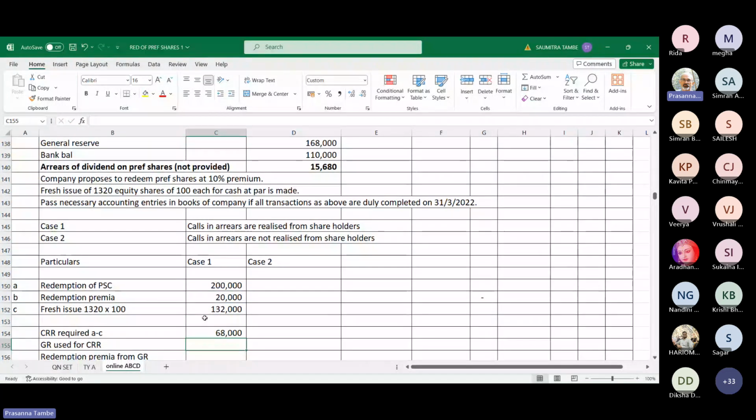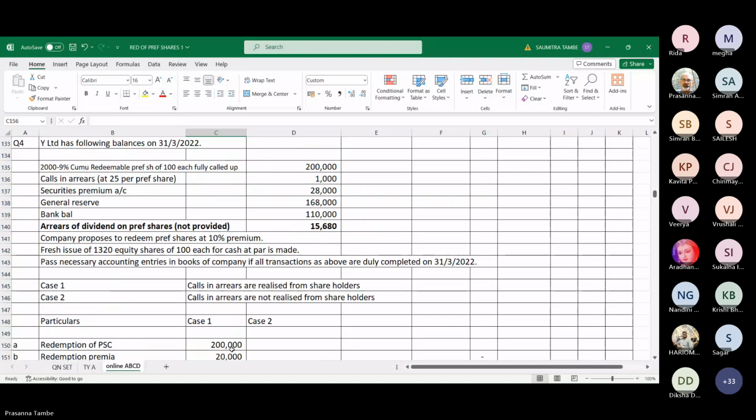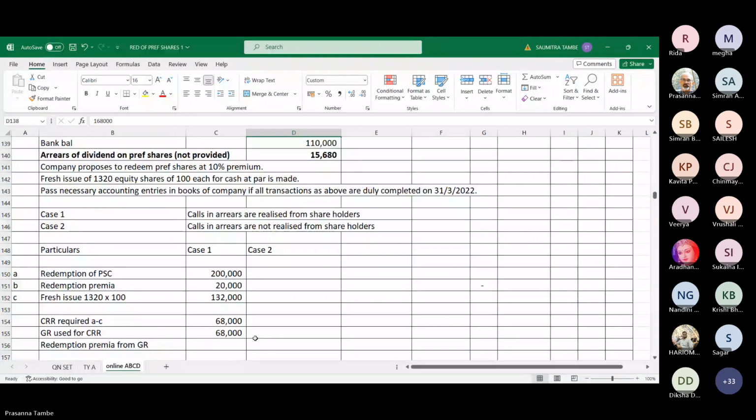Now this 68,000, where can we use it from? We have 1,68,000 general reserve. So this 68,000 can safely come from general reserve. Then we need 20,000 for premium. That 20,000 also can come from general reserve because we have enough balance there. In fact, that is the only reserve which is available to us. So we can draw 20,000 from general reserve. Have you understood these things? Yes, sir. Okay.